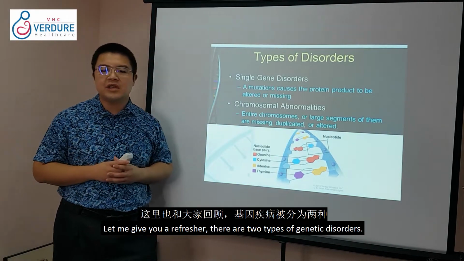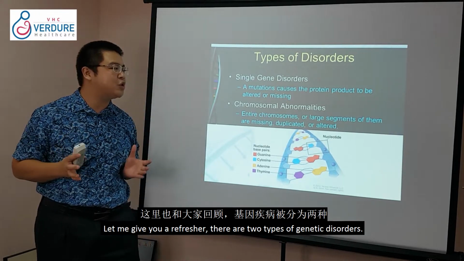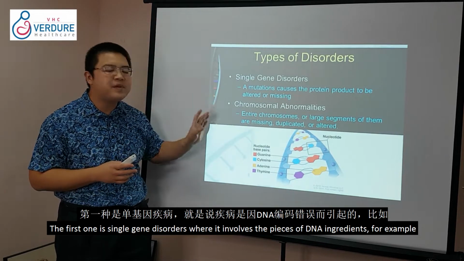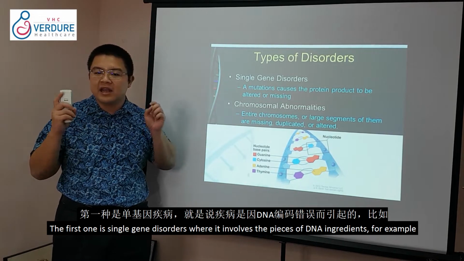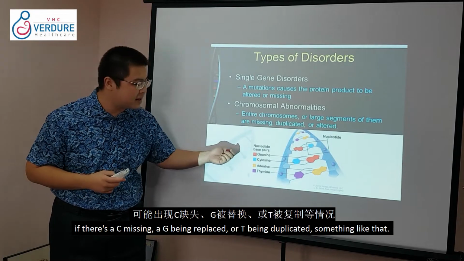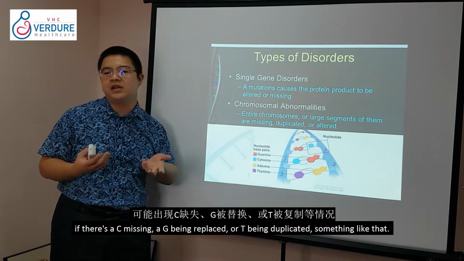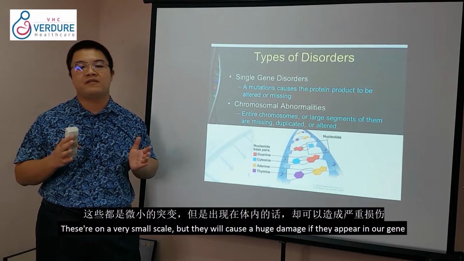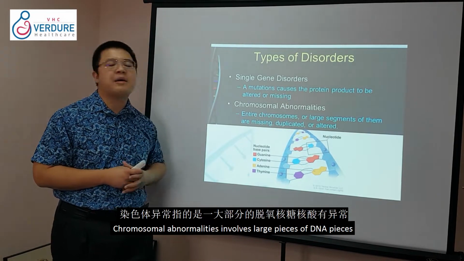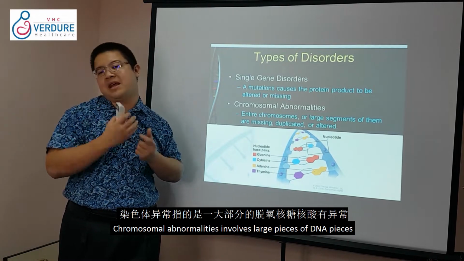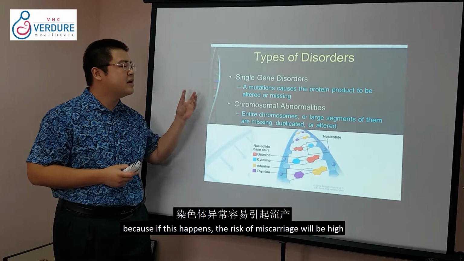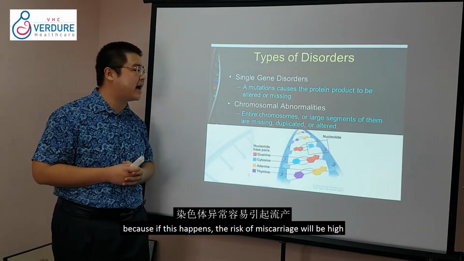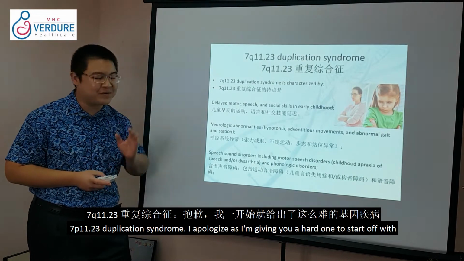Just to give you a refresher before we start, remember we have 2 kinds of genetic disorders. First of all, single gene disorders involve just bits and pieces of the DNA ingredients. For example, if there's a C missing, if a G is replaced, or a T is duplicated, something like that. These are on a very small scale, but they can do huge damage if they appear in our gene. Chromosomal abnormality involves a large chunk of DNA pieces, and if this happens, the risk of miscarriage is actually quite high.